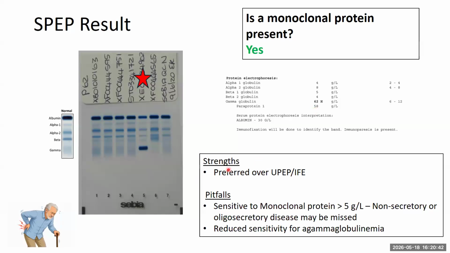Some of the strengths of serum protein electrophoresis is that it's usually preferred over urine protein electrophoresis from a practical point of view, as a single sample is required for serum protein electrophoresis compared to urine, which requires large volumes of urine collected over a 24-hour period, which is quite inconvenient for physicians as well as patients who have poor compliance with this. Some of the pitfalls are that serum protein electrophoresis is sensitive to monoclonal protein above 5 grams per liter.